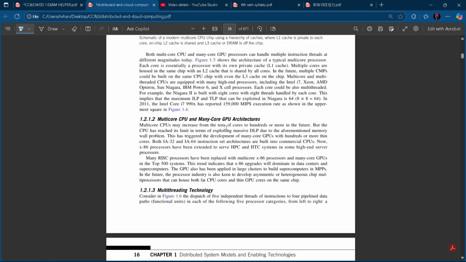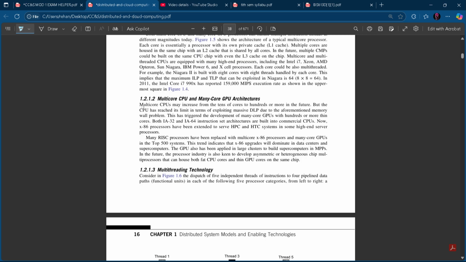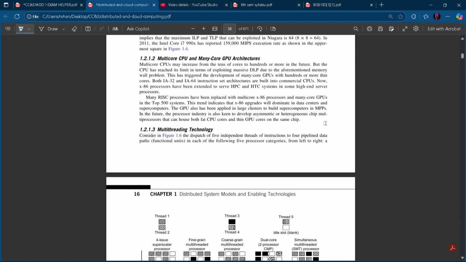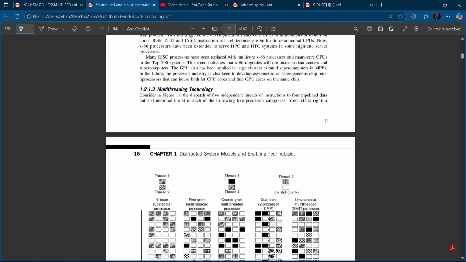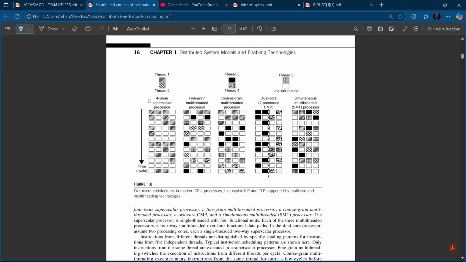If you see multi-core and many-core GPU architecture, this is about CPU. They have spoken about CPU over here. Many RISC processors have been replaced with multi-core x86 processors, and many-core GPUs are in the Top 500 systems. If you read this part, you'll get more insights into GPU and CPU technology.